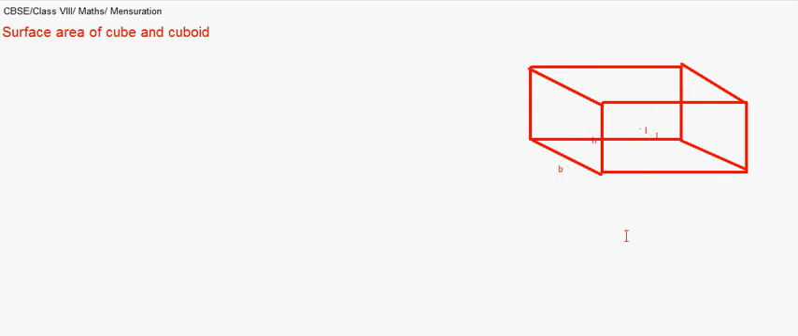Now if you are finding the surface area of this face, that will be length into height. Similarly, if you are finding the base and the top, it is base into length. And if you are finding this side, it will be base into height. Two of each type. So we write the formula of surface area of the cuboid: two of length breadth plus BH plus LH. This is the formula for surface area of cuboid.